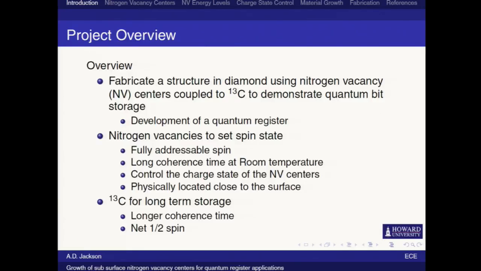We're using carbon-13 for the long-term storage. Although nitrogen vacancy centers have a long coherence time, the nuclear spin has a much longer coherence time. And we're using carbon-13 since carbon-12 doesn't have a net spin, and it won't be able to couple with the nitrogen vacancy centers.